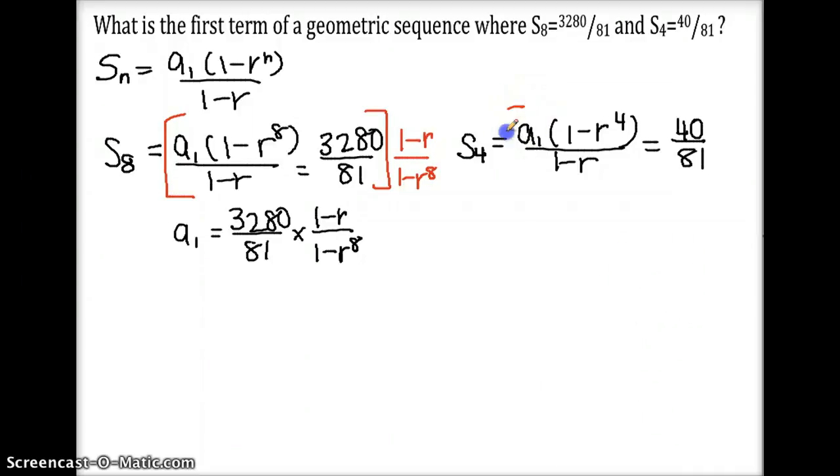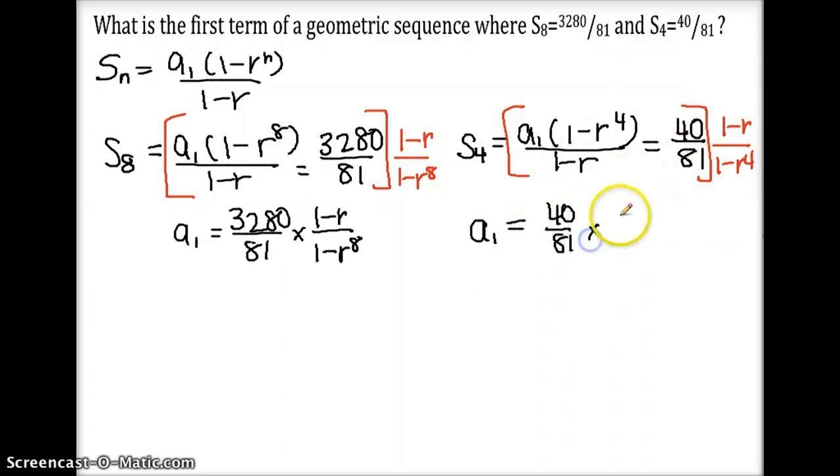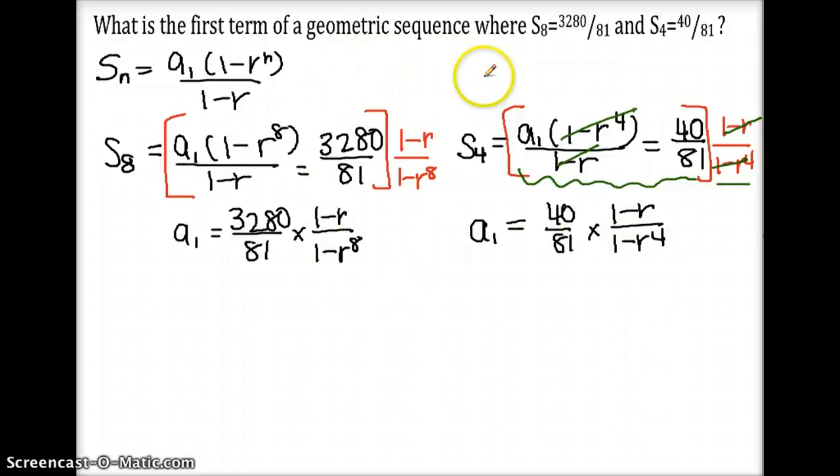I'm going to do the same thing here, but this time I'm going to multiply this with (1 - r)/(1 - r^4), so this can cancel out. So we have a sub 1 equals 40 over 81 times (1 - r)/(1 - r^4). So basically I just multiplied this equation right here by this, and this canceled out. On this side it doesn't cancel out, so I'm just multiplying it out. So I have a sub 1 equals this, and a sub 1 equals this, and since a sub 1 is going to be the same for this geometric sequence, because it's the same geometric sequence, I can make this equal to each other.